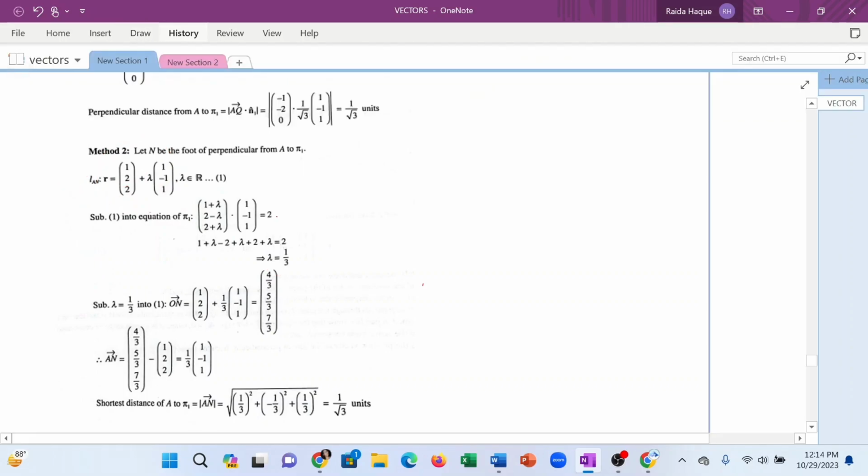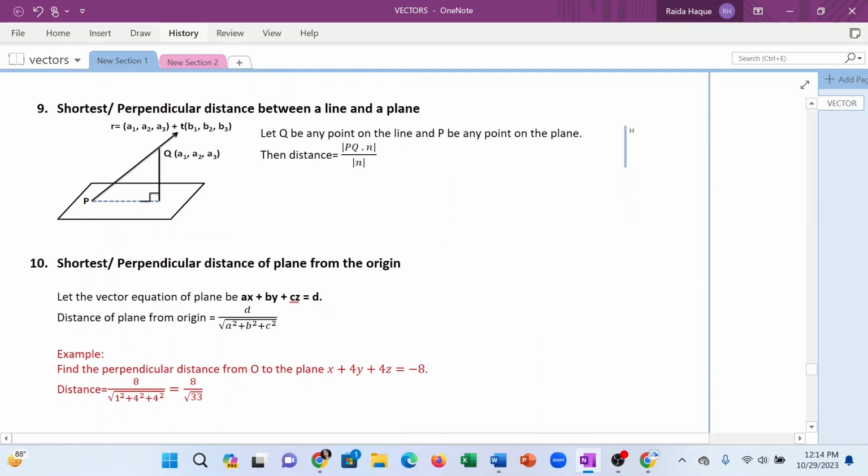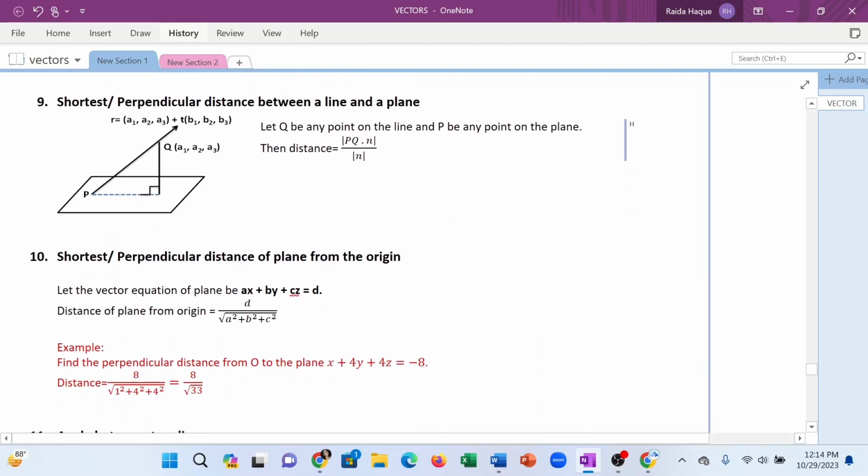Okay, so now moving on to our next part, which is the shortest or the perpendicular distance between a line and a plane. So, to find the perpendicular distance between a line and a plane, let's say you have the line PQ, right? And then you have the equation of the plane. So, from the equation of the plane, you can find the normal. Or if the plane's equation is given in the Cartesian form, you already know the normal. So very simply, let Q be any point on the line and P be a point on the plane.